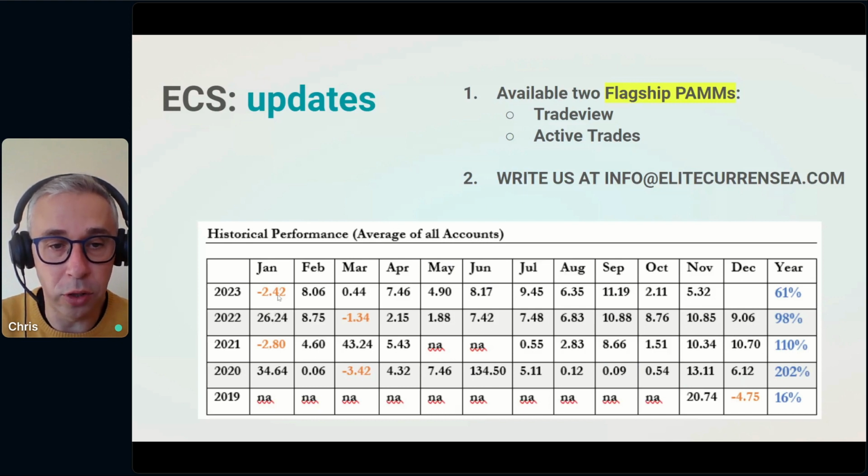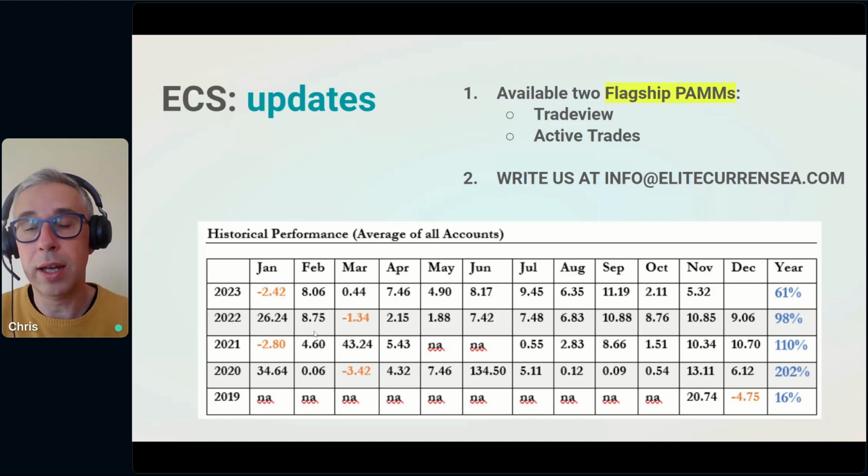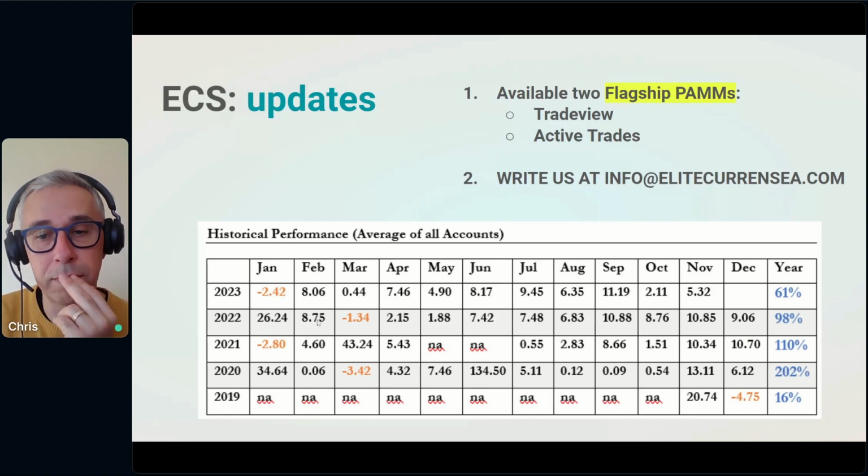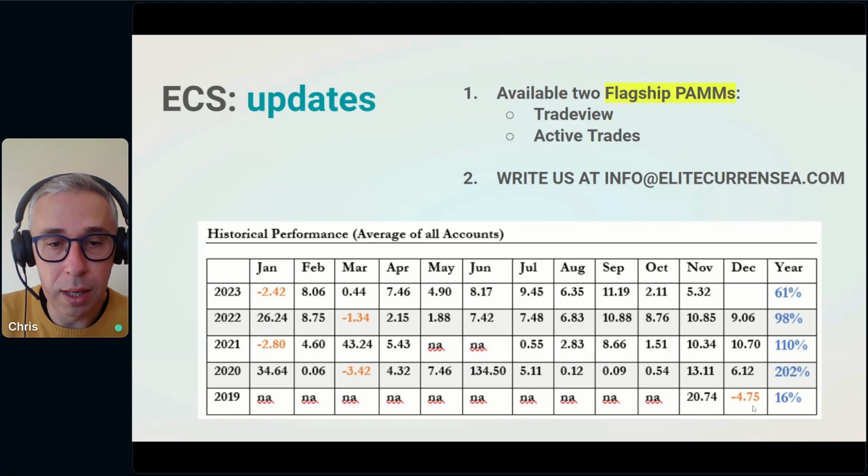This year that was January. In 2021 it was January. And last year was March. 2020 was March. So it was either March or January so far in these 4 years of trading, and in December once. The worst month for myself was 4%, almost 5%. And after that, minus 3.5, minus 2.8, minus 1.3, minus 2.4.